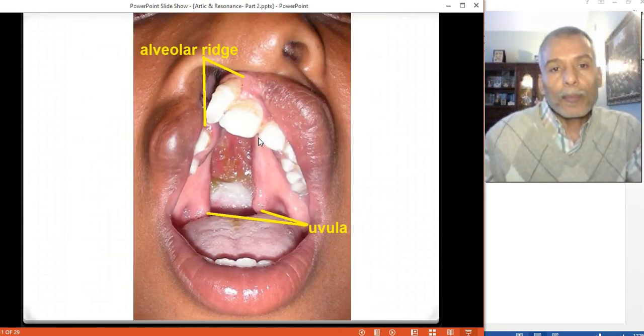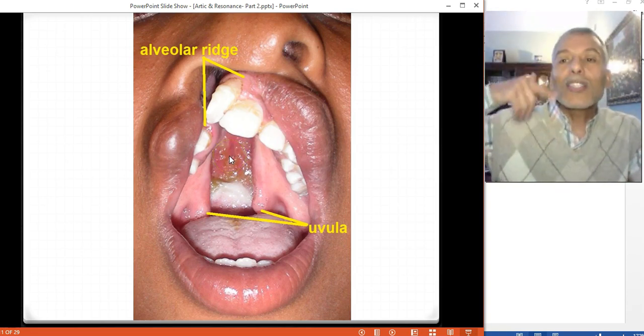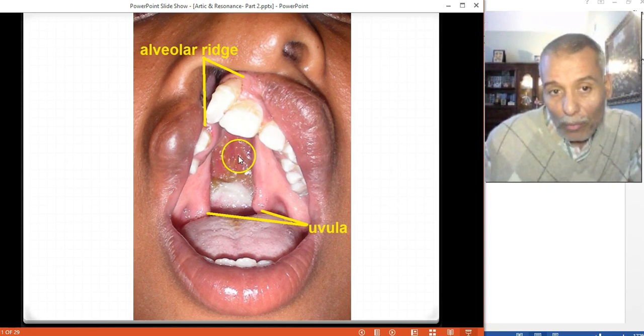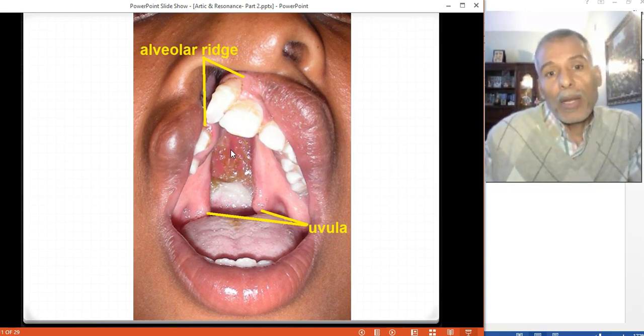So there's an example here of a unilateral cleft lip and, of course, a cleft palate. And what you are looking at here is the roof, not of the mouth, but of the nasal cavity. So if you take out this little tissue here, behind it there's the base of the skull, and right above that is the brain.